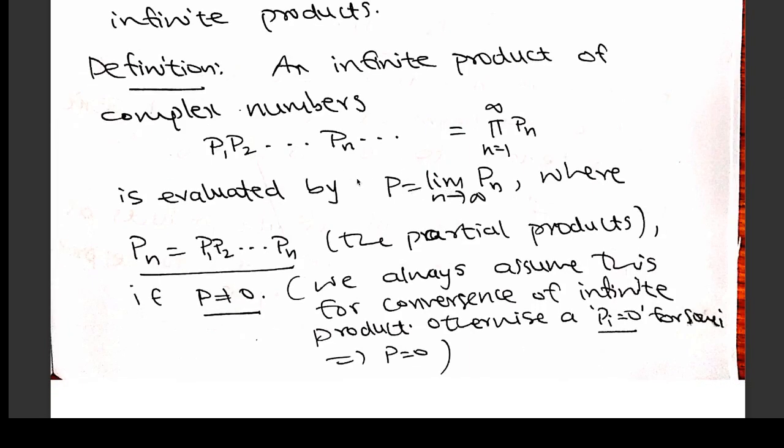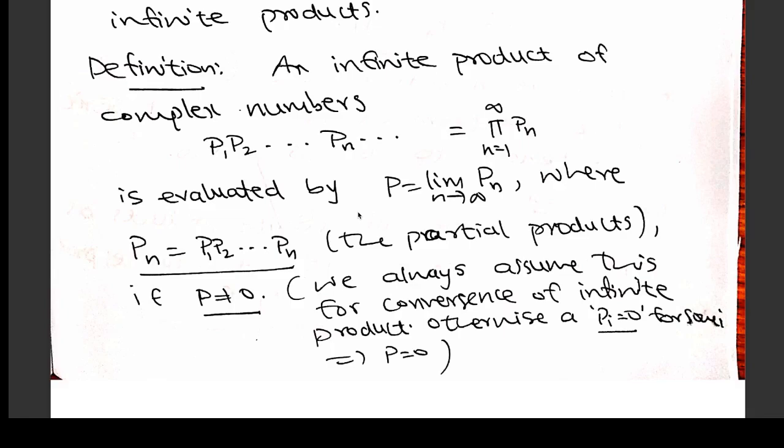So here is the definition of convergence of an infinite product. Naturally it is similar to the convergence of infinite series. It is P1, P2, and so on, denoted by this notation. Now this is evaluated as P equal to the limit of Pn. What you do is take all the finite products and take the limit. But we will have a crucial assumption: we assume that the limit is non-zero.